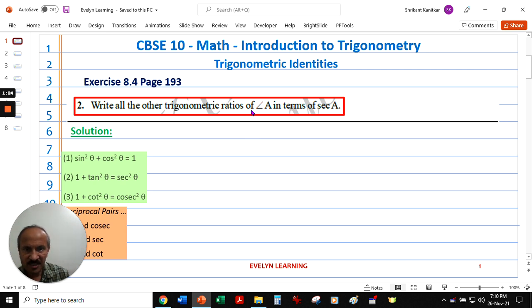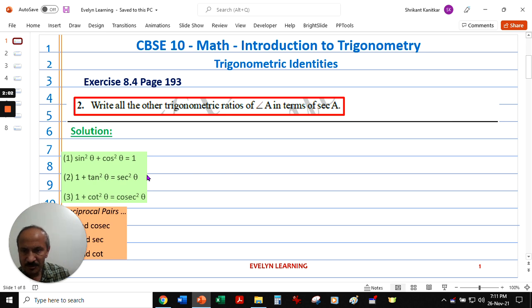That means we have to express sin A in terms of secant A, cos A in terms of secant A, tan A in terms of secant A, cosecant A in terms of secant A, and cot A in terms of secant A. So the other 5 trigonometric ratios have to be expressed in terms of secant A. Means in our final answers there should be only secant A trigonometric ratio. No other trigonometric ratio should be there in our final answers.